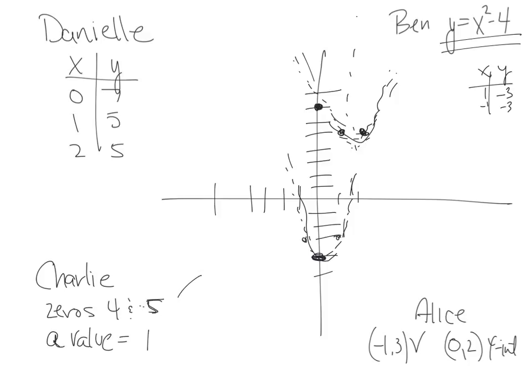Well, how about Charlie over here? What's Charlie look like? He's got zeros at 4, so 1, 2, and also at -5. 1, 2, 3, 4, 5. And his a value is 1. So I know that this parabola's got to be something like this, because if the a value is positive, it's got to open up.